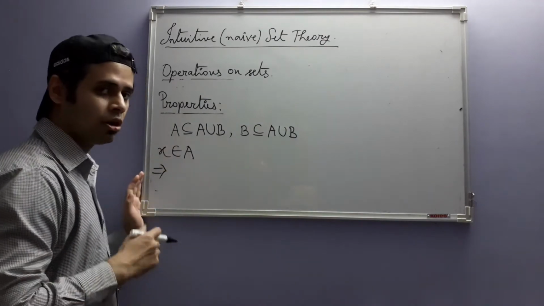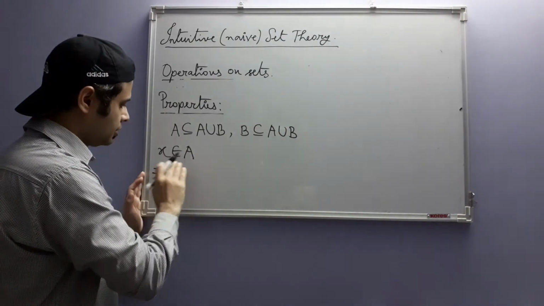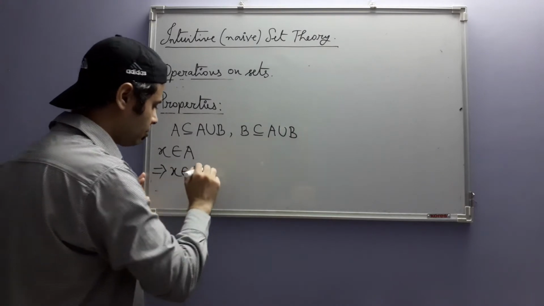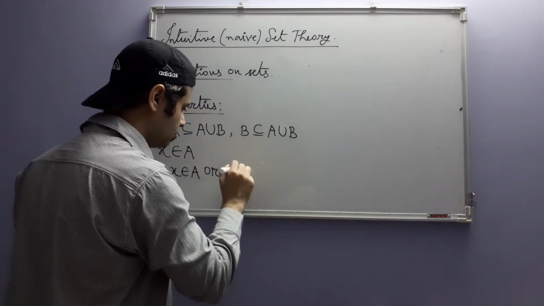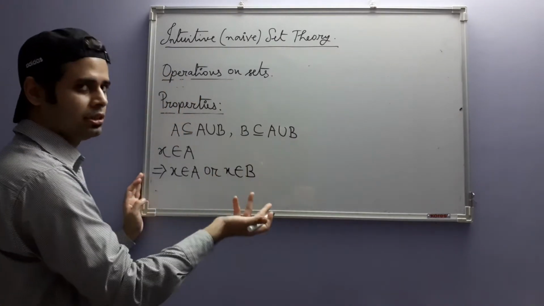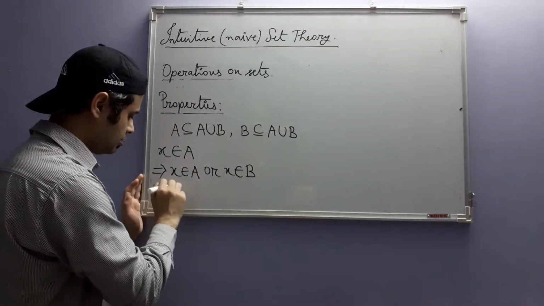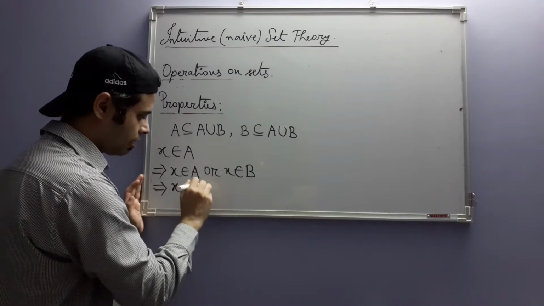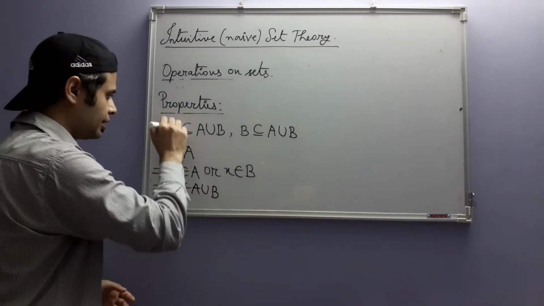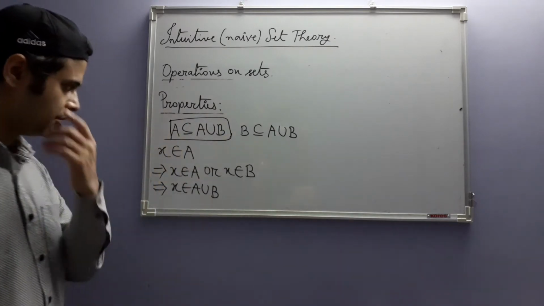And I think you can guess what we have to use, which property from mathematical logic. It is the law of addition. This is my P, so P implies P or Q. Q can be any statement. So I conveniently choose Q to be this one. And this implies x belongs to A union B. So this is what proves that A is a subset of A union B.